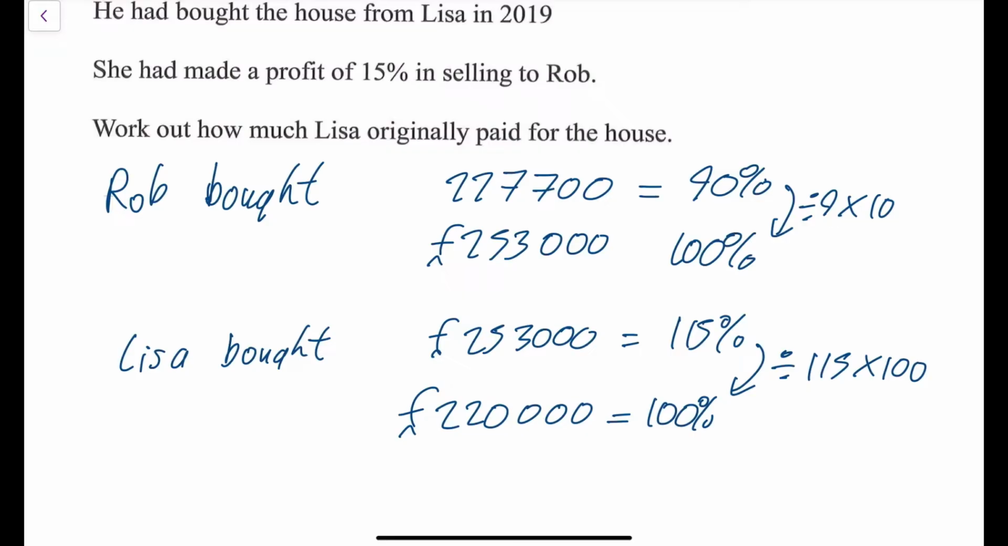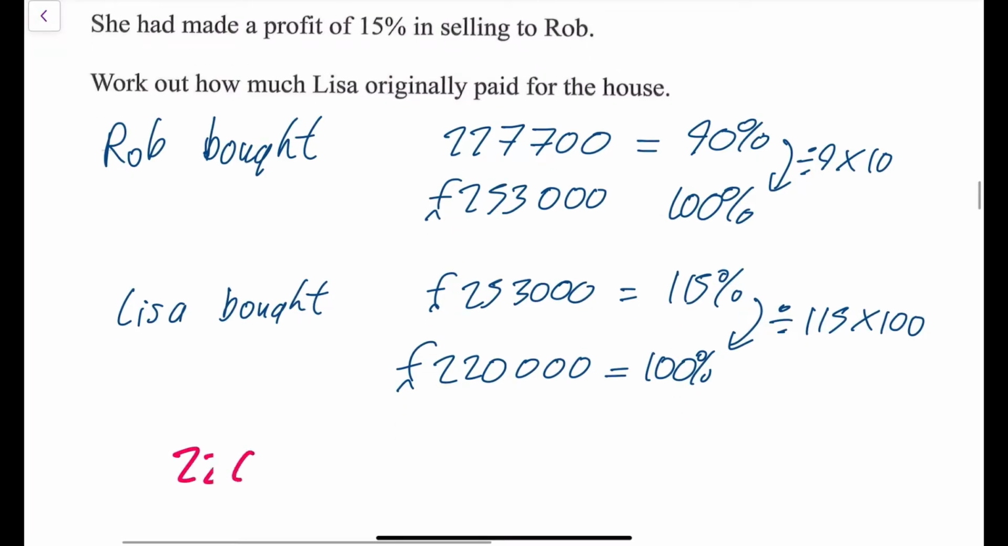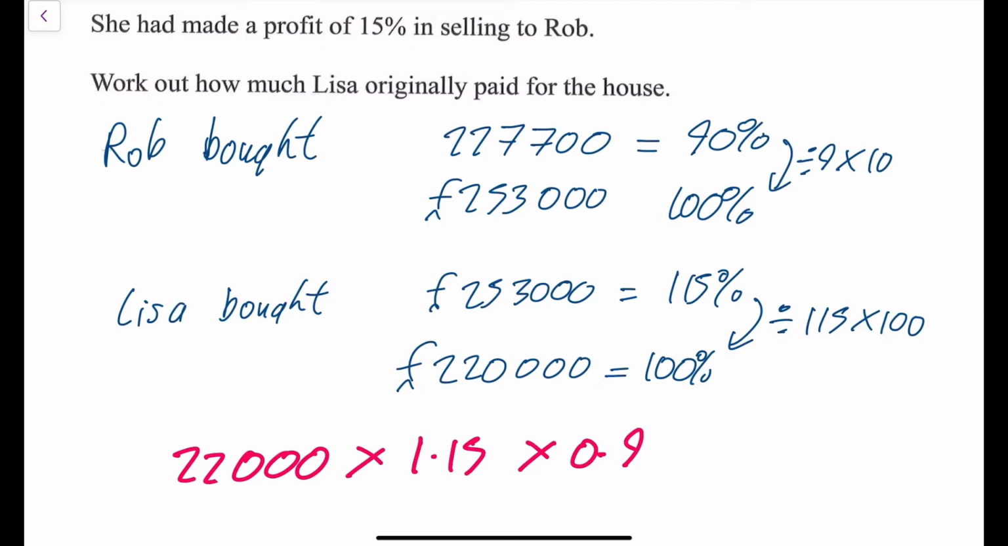Let's just check. She bought it for 220,000. She increased by 15%, so that's what we're going to get. Then Rob lost 10%, so multiply by 0.9, and that should give us 227,700, if I have done this correctly. 220,000 times 1.15 and then times 0.9. And yep, it does. It gives you this figure up here, so I know I have got this one right. The answer then is 220,000 is what Lisa bought it for.